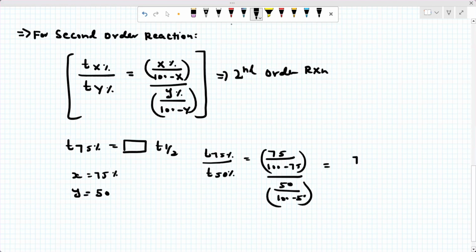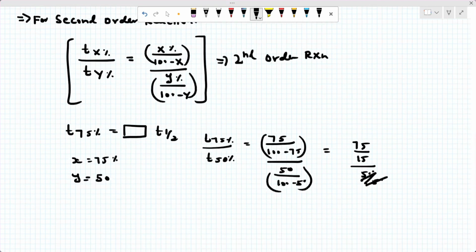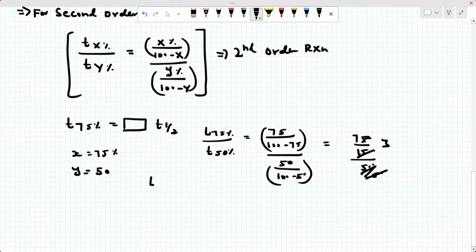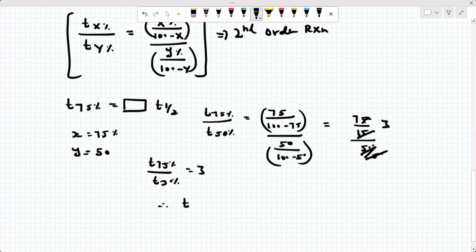What is the answer? 75 by 15 by 50 by 50. Cancel, right? What is 75 by 15? It is 5, so T 75% by T 50% is equal to 3. Now, what is the final conclusion? Finally, T 75% of second order reaction is equal to 3 times the T half of second order reaction. This is a relation.